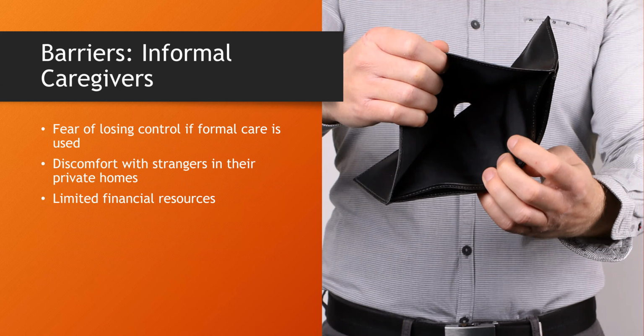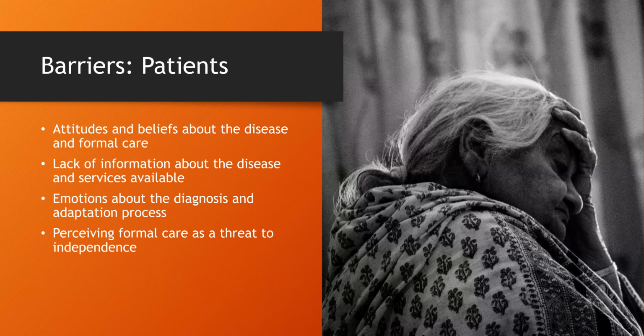Continuing on, there's also fear of losing control if formal care is used, which ties in with feelings of obligation to care for an ill loved one, discomfort with having strangers in their private homes, and of course, not having the money to pay for formal services. So those are the barriers among informal caregivers. Now let's turn to patients.